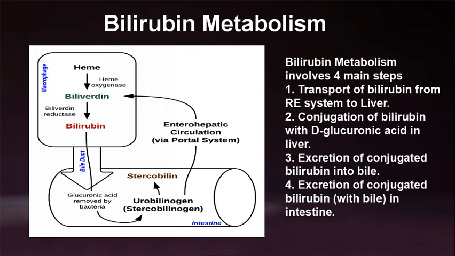So the RBC's lifespan is about 120 days. Due to the destruction of RBCs, hemoglobin will be converted into heme plus globin. This heme undergoes oxidation in the presence of the enzyme heme oxygenase to form biliverdin, and with the help of the enzyme biliverdin reductase, biliverdin will be reduced into bilirubin. This is the first stage, transport of bilirubin from the RE system to the liver.